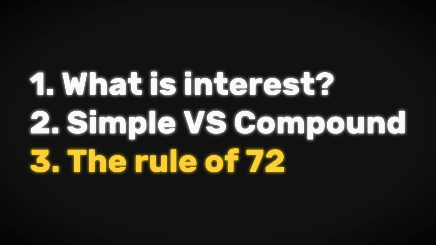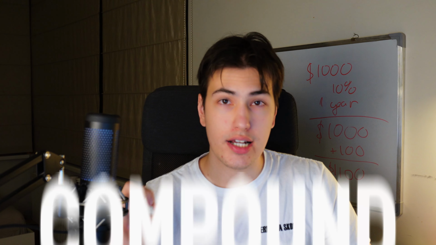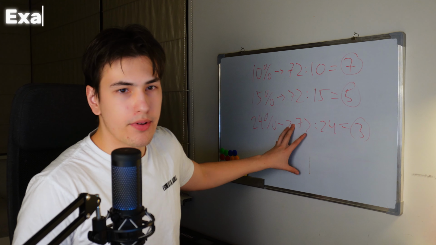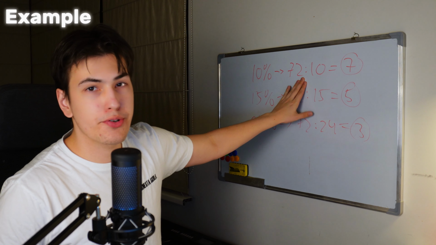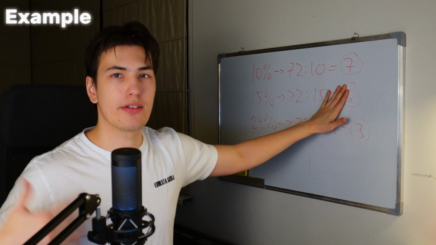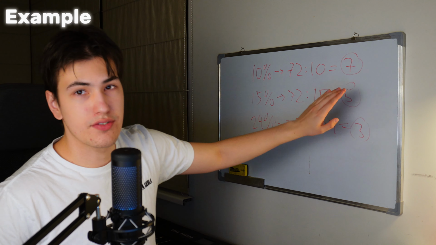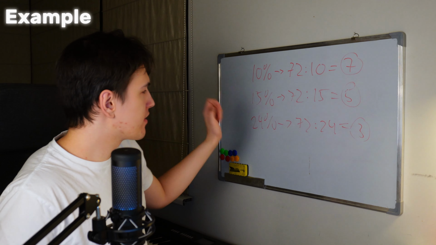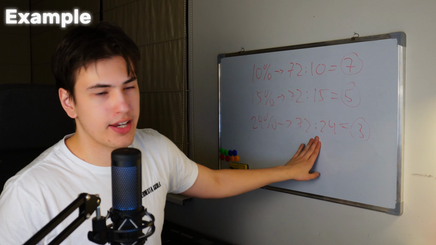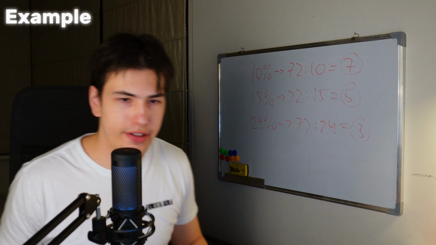The rule of 72 allows you to quickly calculate in how many years the money you invested will double when you use compound interest. The rule itself is very simple. You roughly divide 72 by the interest. For example, 10% interest, 72 divided by 10 is 7. Your money doubles every 7 years. 15% interest, 72 divided by 15 is 5, doubles every 5 years. And 72 divided by 24 is 3, doubles every 3 years. Now let's do some real life examples in our heads.